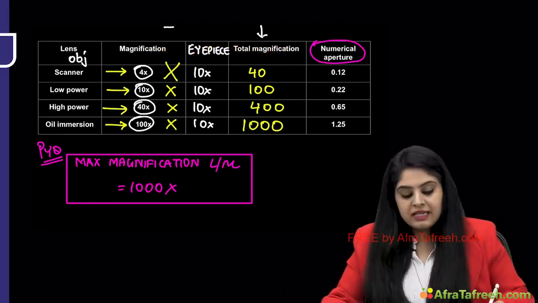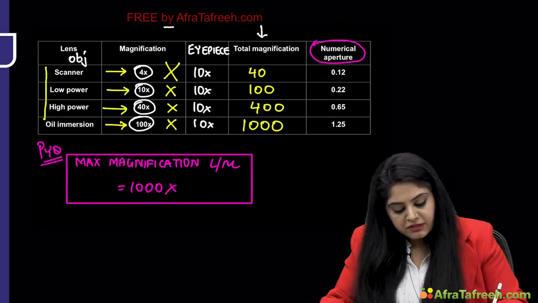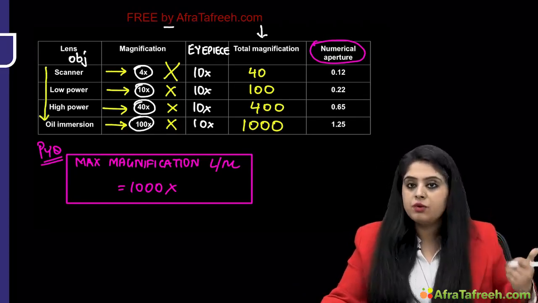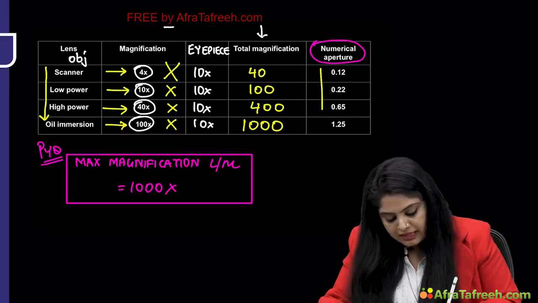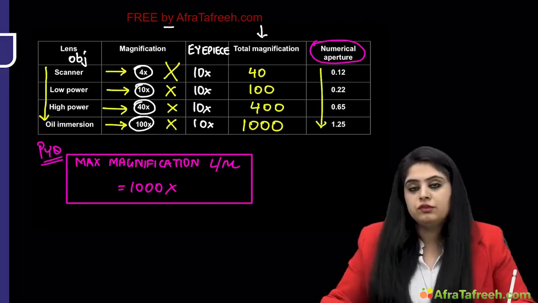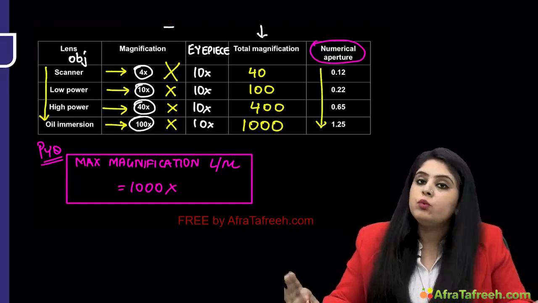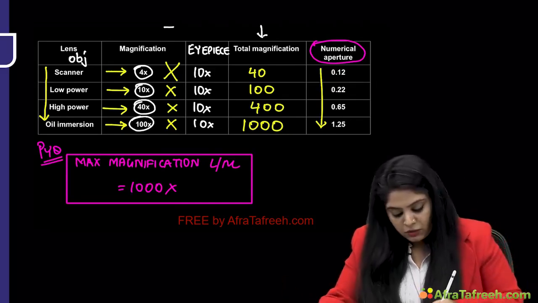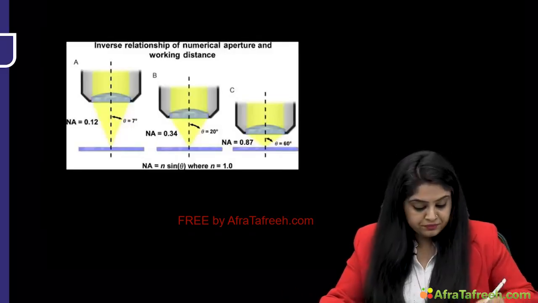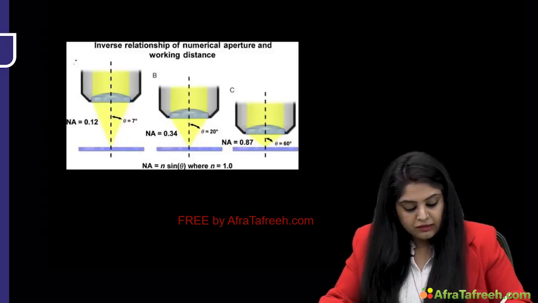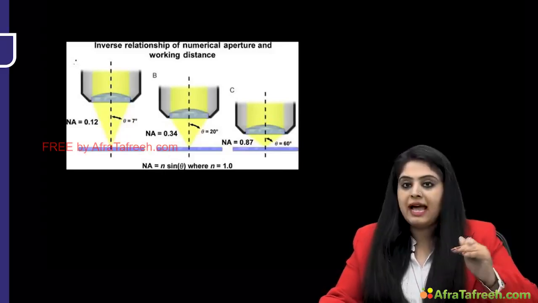I just want you to know that as your lenses were increasing from scanner to low to high to oil, I saw that the numerical aperture is also increasing. So I just want you to know what numerical aperture is. Have a look at this picture and life is sorted. So please remember, under this numerical aperture, I can see one angle forming.